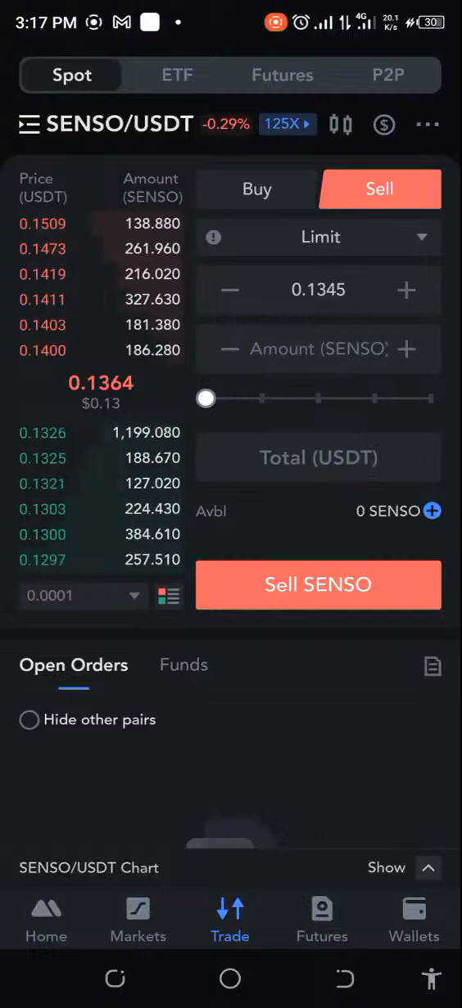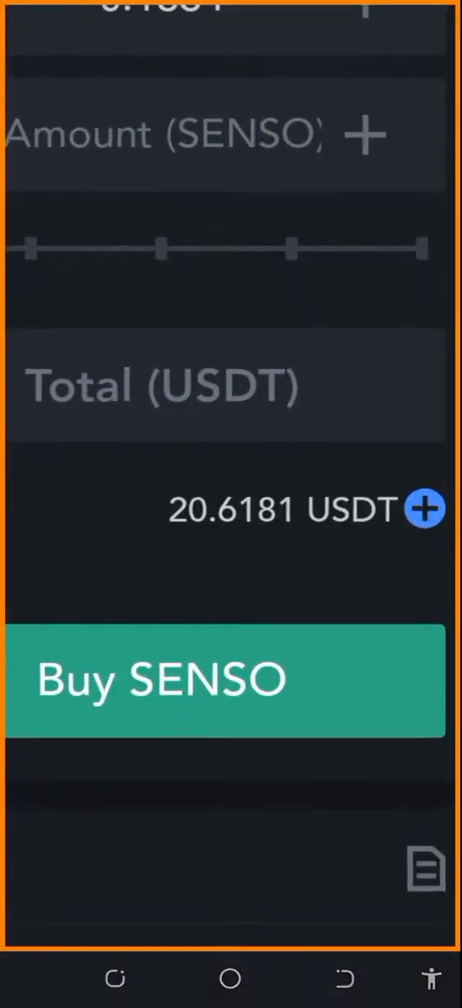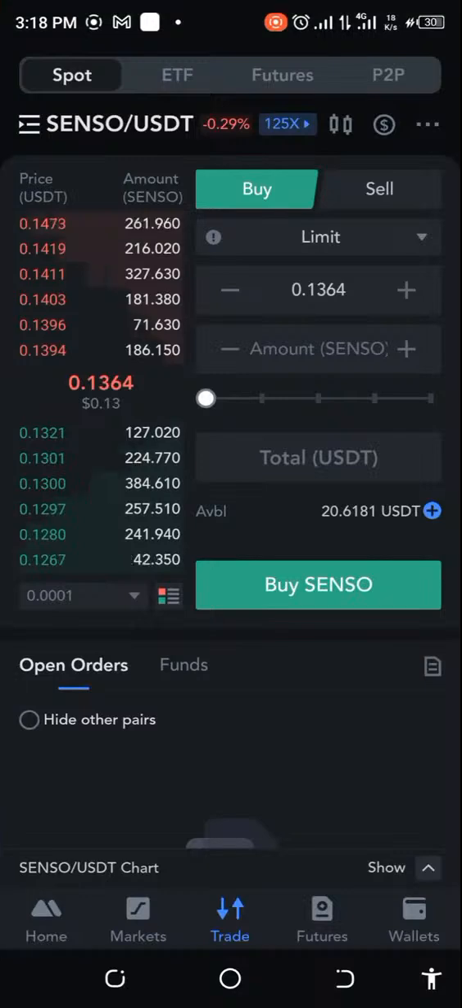All right, I'm back and it has already sold to USDT. Yes. Senso USDT is already sold. As you can see, Senso has been sold to USDT. I'm so happy. And what do we have here? Yeah. We've got 20.61, just like we said it, right? Just like we said it.